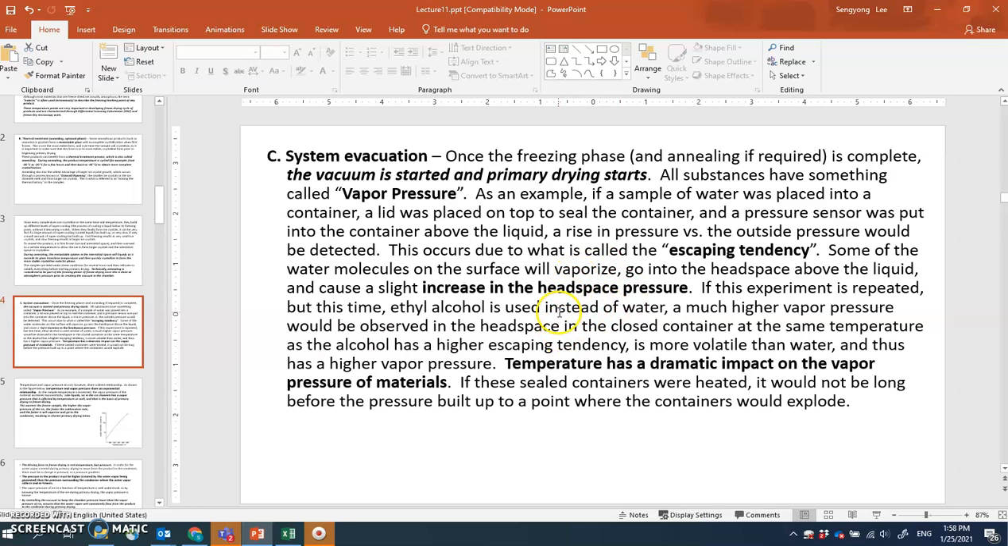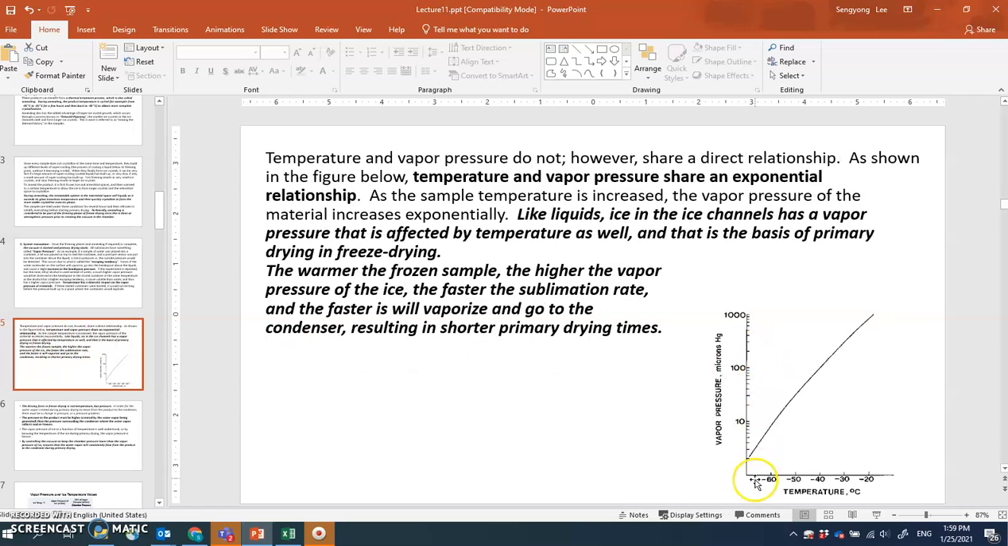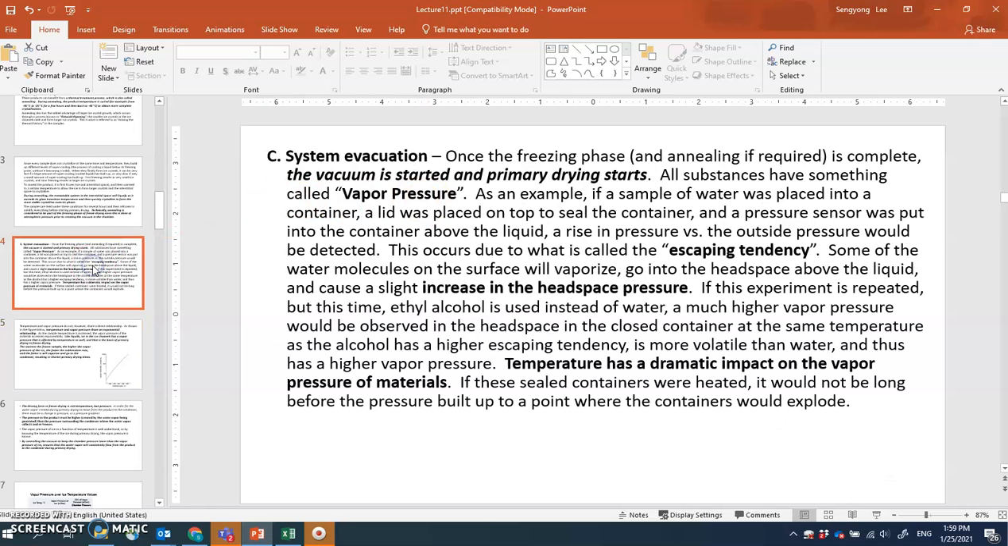Okay, so in this pressure condition, temperature has an effect on the vapor pressure. What it means is if you heat up the temperature, the vapor pressure inside a vial will increase dramatically. Actually, there's an exponential relationship. Okay, so temperature and vapor pressure share an exponential relationship. So we talked about vapor pressure.